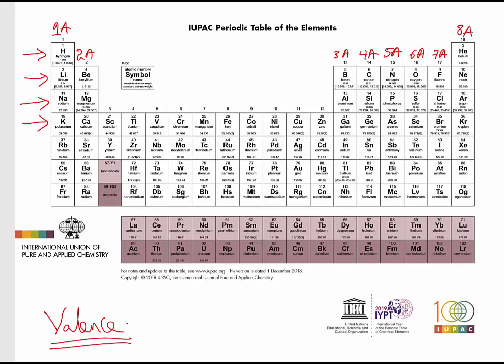So what is the valence of beryllium? Beryllium is in group 2A, which means it has 2 electrons in its outermost shell. So is magnesium, calcium, strontium, barium, and radium. They all belong in the same group because they all have the same number of electrons in their outermost shell.